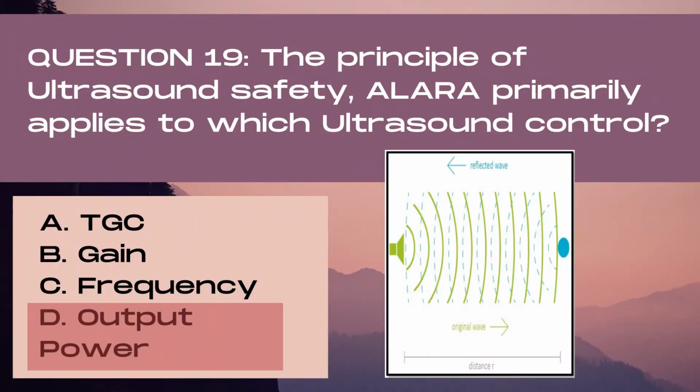Output power. The ultrasound safety principle known as ALARA, which stands for as low as reasonably achievable, requires that we always adjust ultrasound system controls with the safety of the patient in mind. Ideally, we always want to use the lowest output power that produces a diagnostic image, since output power changes the strength of the pulse that's sent into the patient's body. Using an unnecessarily high output power increases the risk to the patient.